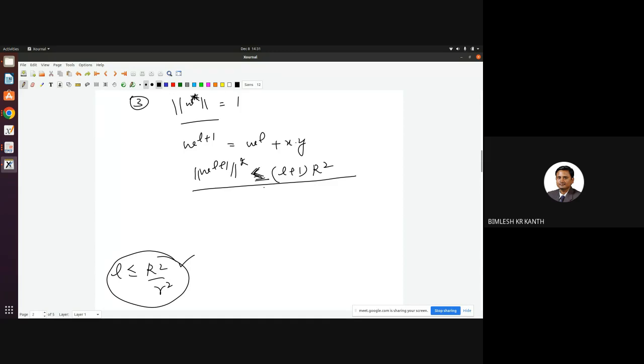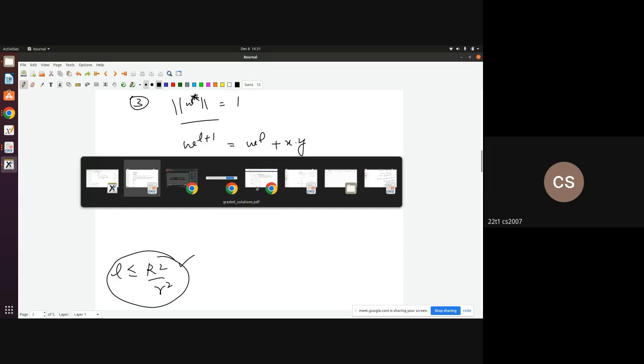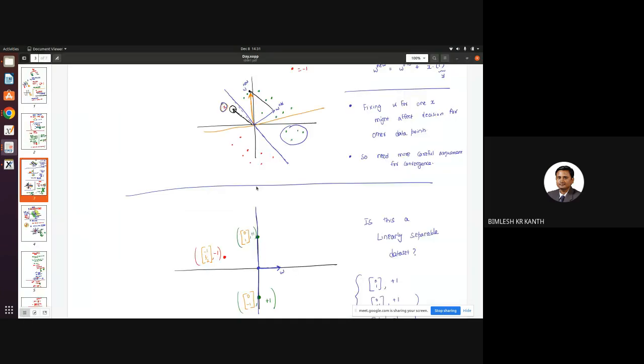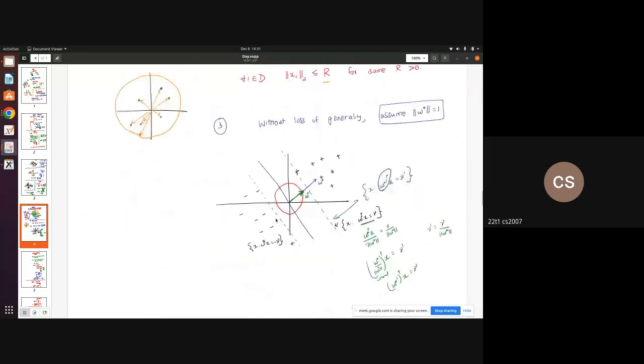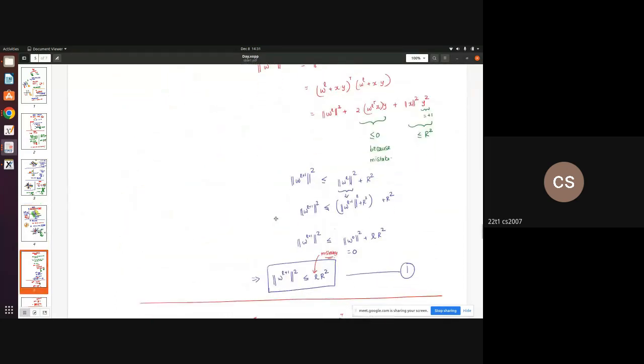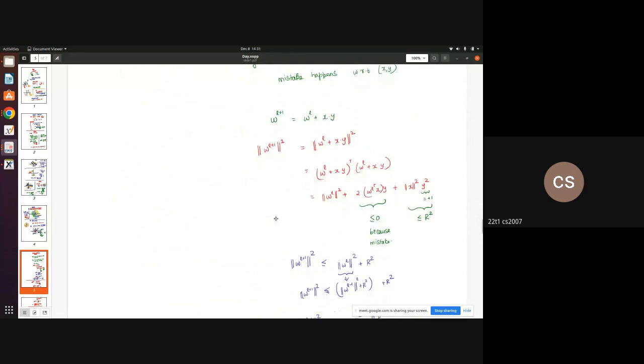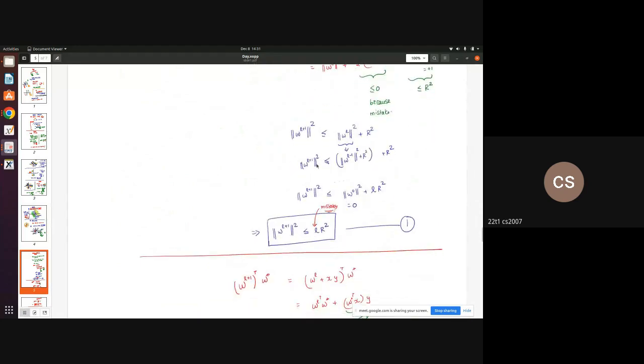So from where are we taking this (L+1) R square? In the lecture video, sir had taken L R square, and yeah, that's a mistake. There should be L plus 1 there, is what I'm telling you. So if you see this, yeah, that's a mistake.